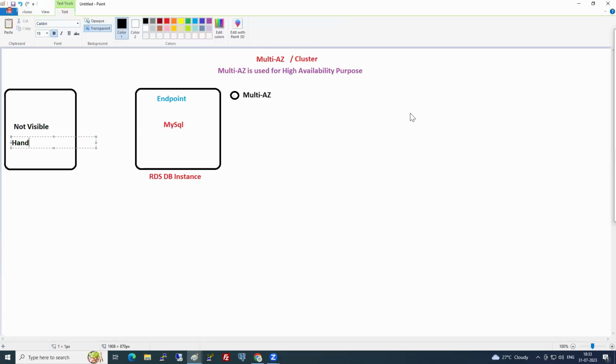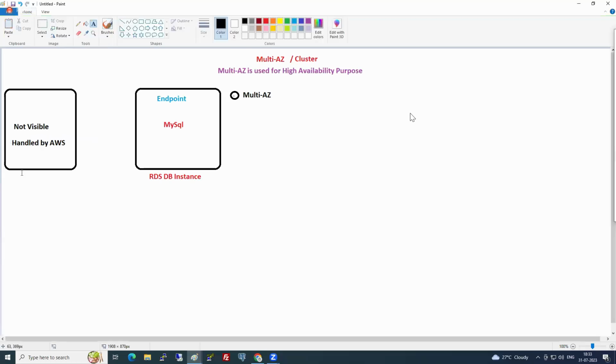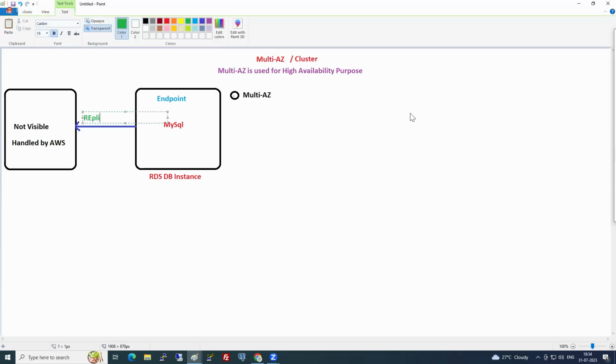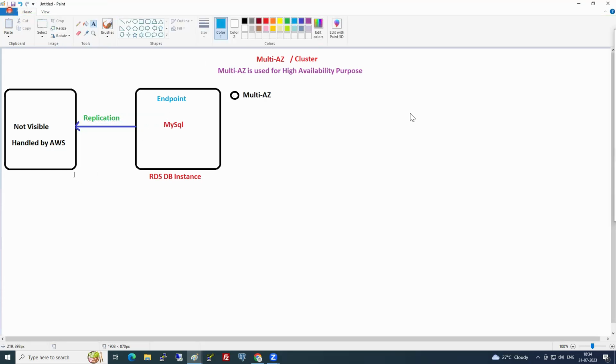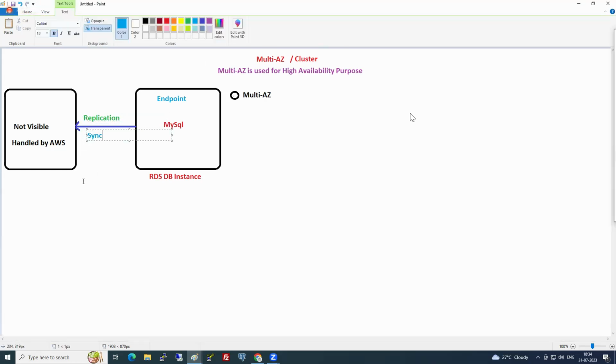Whenever you enable multi-AZ, a parallel DB instance will be created. But can we see that DB instance? No, it will be handled by backend AWS. Just in case something happens, replication will be happening from here to here. So AWS will be taking care of this replication. Whatever data you get here is replicated back there. Is this synchronous or asynchronous? This will be synchronous.